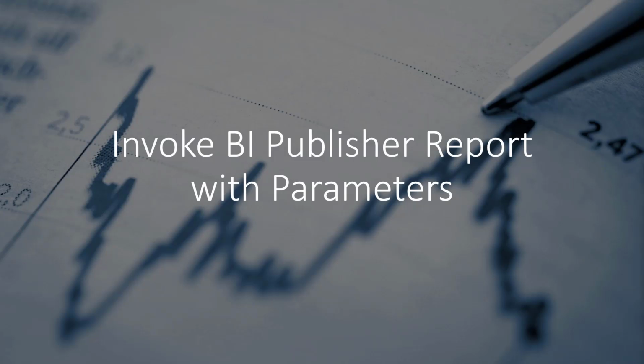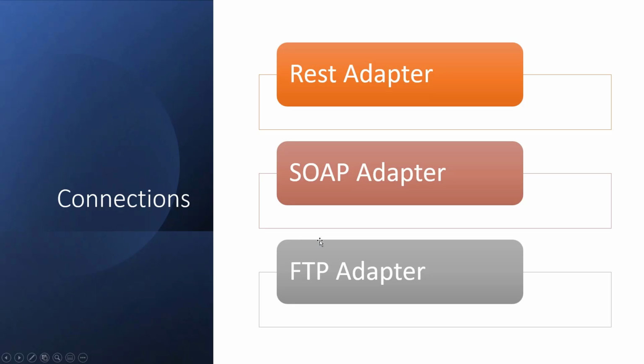Alright guys, let's get started. So in the previous videos, we saw how to use OIC, how to set up connections like REST connection, SOAP, FTP, right? We're going to do the same thing in this one. We're going to set up three different connections or adapters. So one is a REST adapter. Second one is a SOAP adapter. This is what we're going to use to invoke the BI Publisher report. And then we have a FTP adapter, which will help us to transfer the file to the FTP server.